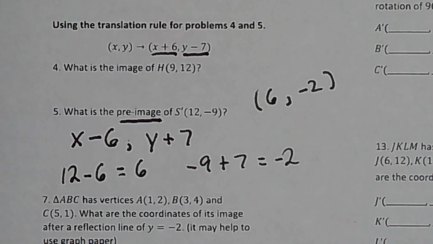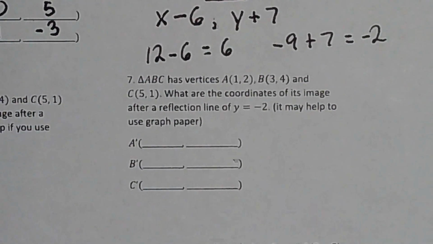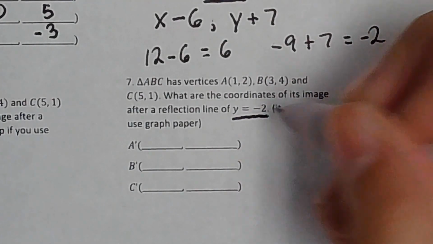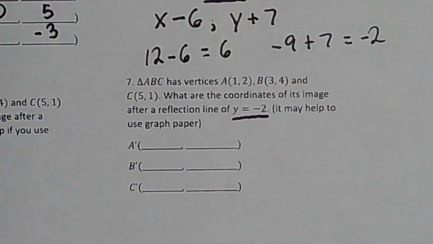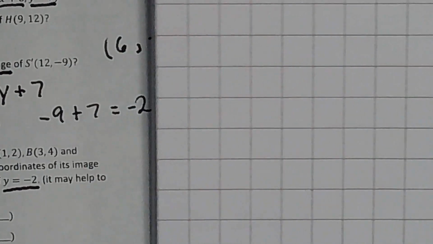All right, moving on. Going on to 7. For this one, I'm reflecting over the line y equals negative 2. On your test, you will have graphs already made. I don't have a graph here, so I have to use graph paper. You don't have to do this now, you can do this later. I will just give you the answers.